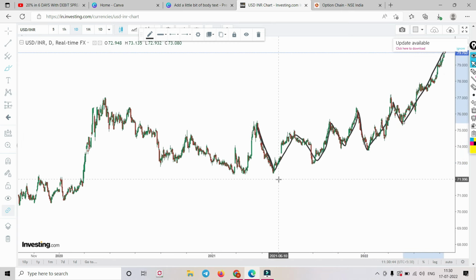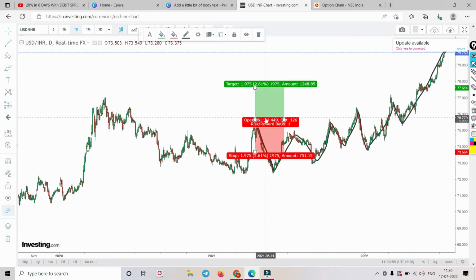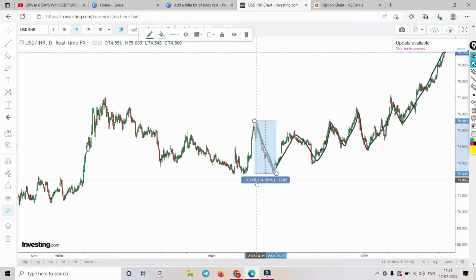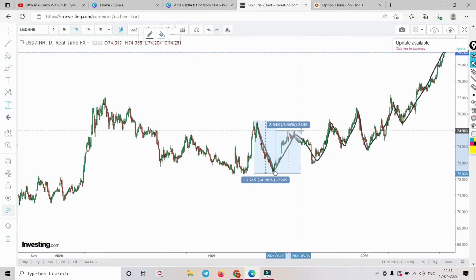So what I mean to say is, if you take the Nifty or Bank Nifty, we do not have any specific patterns. If you want to check the percentages it made, you will be surprised. Let me take the price range from here till here. It made minus 3.245%, an up move of almost 3%, almost like a $2.64 up move.